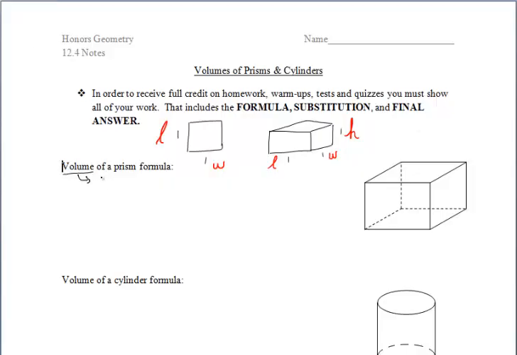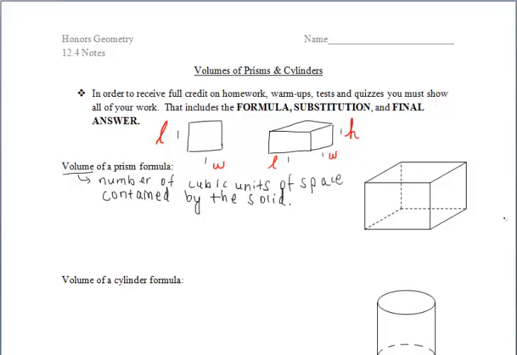When we're finding the volume of a prism, it has to be a three-dimensional figure because by definition, volume is the number of cubic units of space contained by the solid. So we're looking for the amount of space that's inside of the figure itself. You could think about this rectangular prism as a stack of congruent rectangular sheets of paper. The area of each sheet of paper can be found by taking length times width. And the height of the stack would be h, which is the same as the height of the rectangular prism.